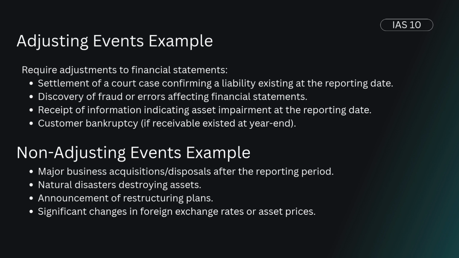Examples of adjusting events. 1. Settlement of lawsuit confirming a liability existing at the reporting date. 2. Discovery of fraud or errors affecting financial statements. 3. Receipt of information indicating asset impairment at the reporting date. And number 4. Customer bankruptcy, if receivable existed at year-end.